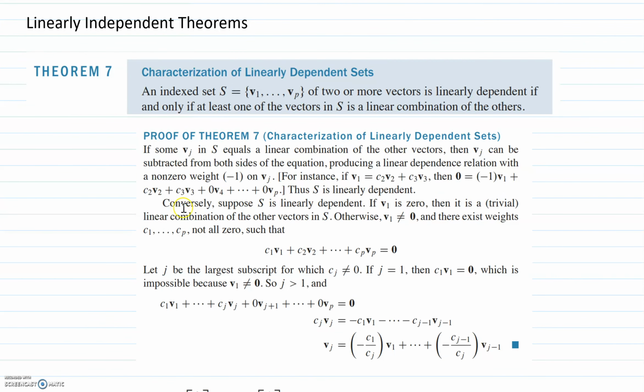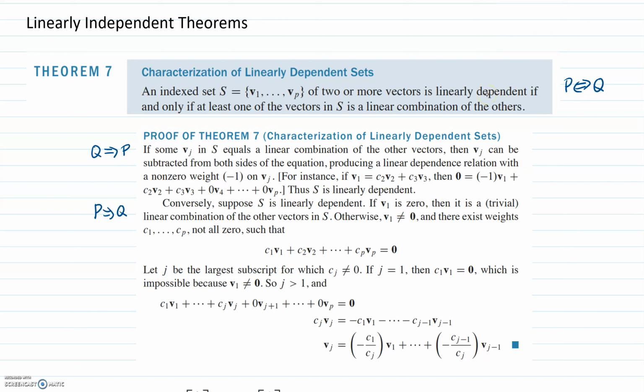The next paragraph goes over the converse, the other way, because if you remember, this is an if and only if. So I'm going to use this notation like I did in the last video when I proved an if and only if. This first paragraph was really Q implies P, because we assumed that there was at least one vector in S that was a linear combination of the others, and then we showed that it was linearly dependent.